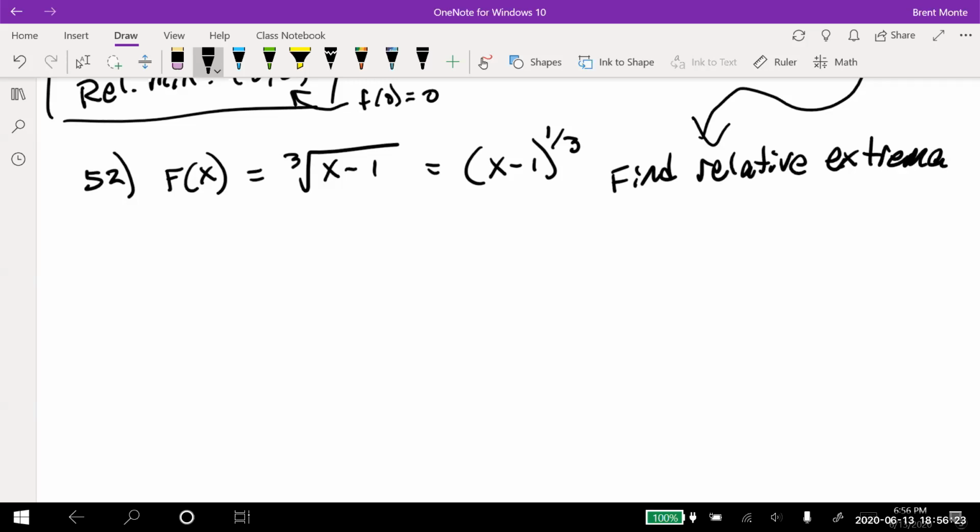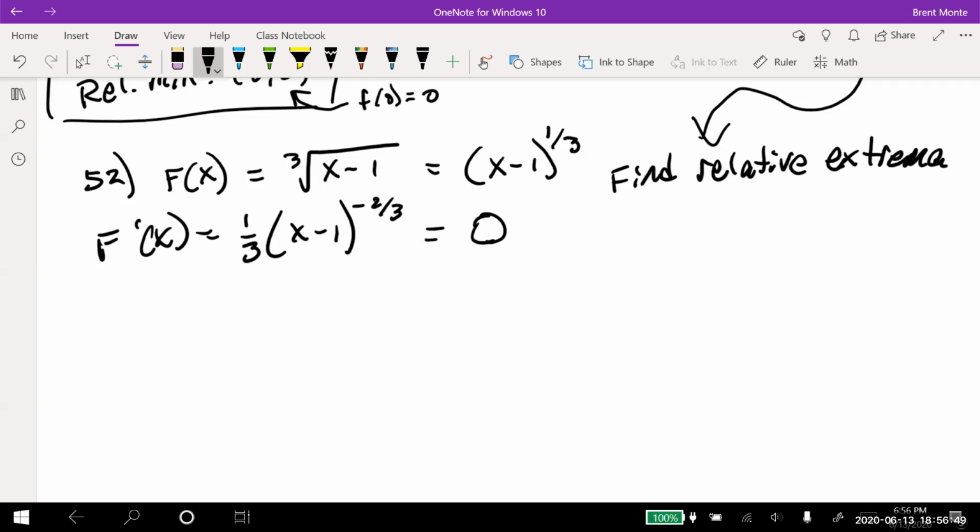All right, so I take the derivative. So I go f prime of x, 1/3 x minus 1 to the -1 minus 1 is -2/3, and set it equal to 0. On these, I kind of like to write it back in its radical form. But here's one thing to notice.